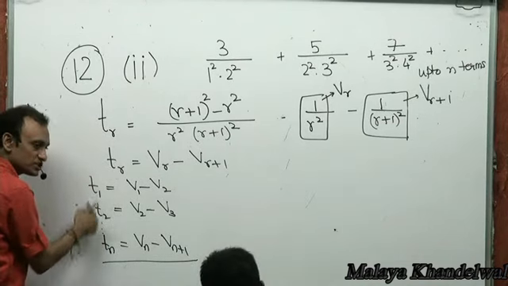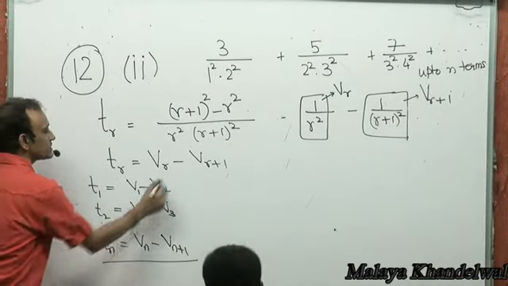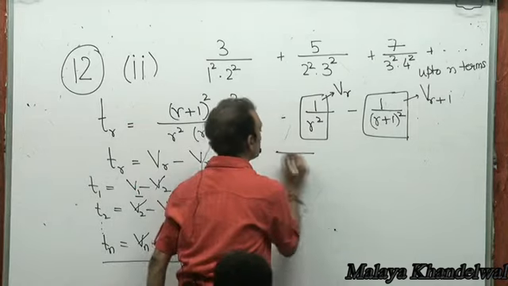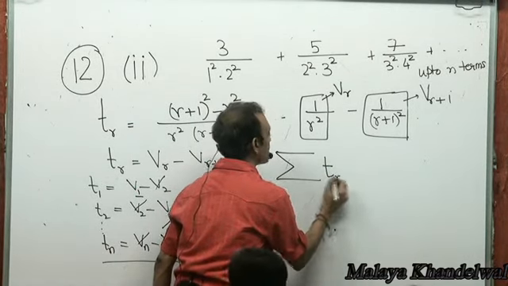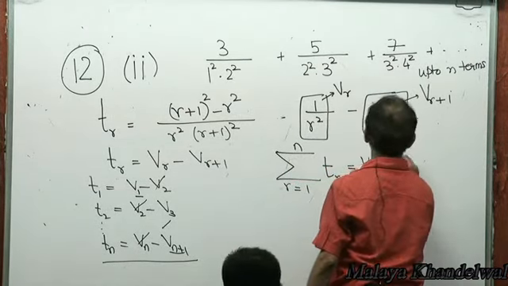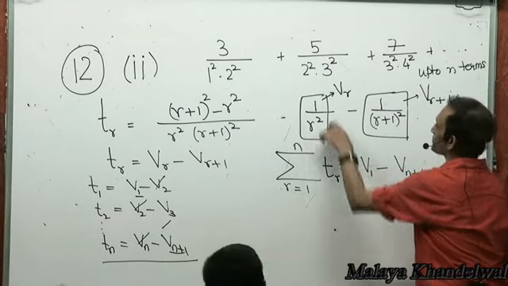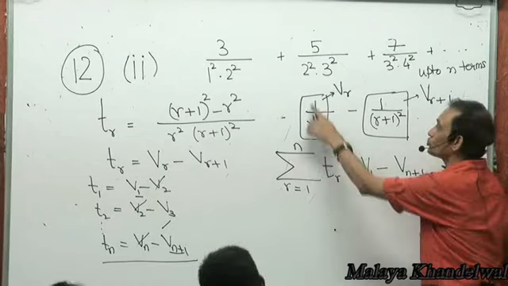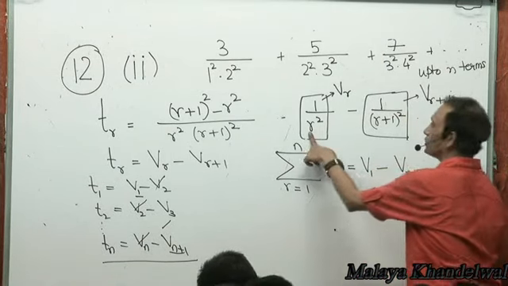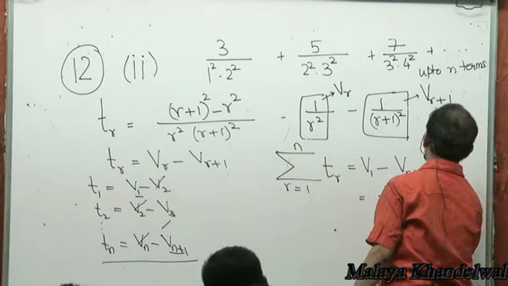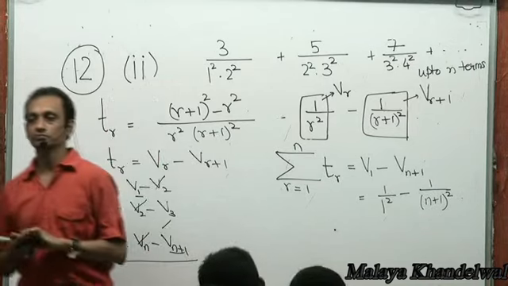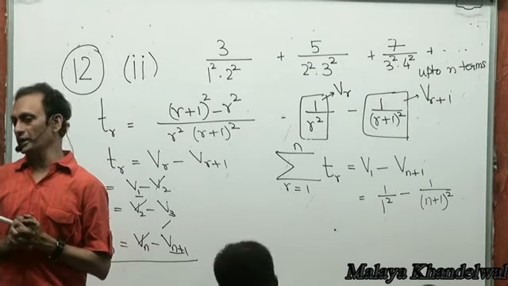And all that I need is T1 plus T2 plus T3 up to Tn. Vertically I add, and there is a cancellation of terms of this kind, leaving you with V1 and V(n+1). So summation of all the T_r, which is the required sum, r equal to 1 to n, is going to give me V1 minus V(n+1). V1 is obtained by plugging r equal to 1. So 1 by 1 square, right? Plug in r equal to n plus 1, you get V(n+1). So minus 1 by (n plus 1) whole square. That's the required summation. Got it?